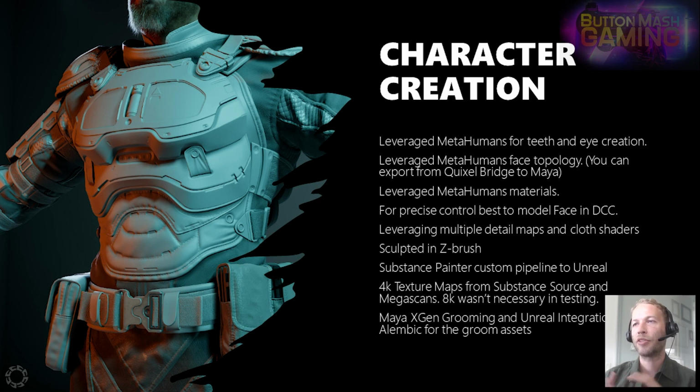And we, of course, leveraged multiple detail maps and cloth shaders. Things like cloth shaders were pretty expensive previous gen, and we didn't do a lot of that. So we're doing a lot of cloth shaders now, a lot of multiple detail maps. Sculpted this all in ZBrush, and used our Substance Painter custom texture pipeline I talked about earlier to get this all into Unreal. We're using 4K texture maps. We tried 8K. We did not really notice a difference there at all. Again, as a technical director, I was relieved. So 4K, we're using from Substance Source and Megascans primarily. And we used Maya XGen grooming with its Unreal integration with Alembic for the groom assets.